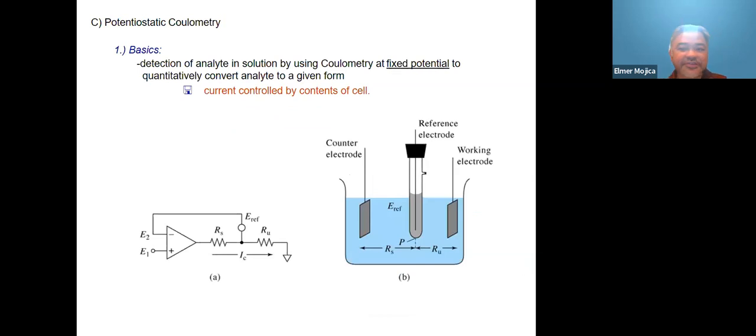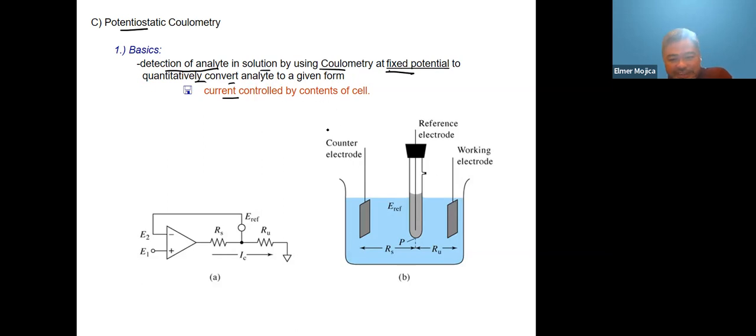Now, punta naman tayo doon sa potentiostatic. Okay, compared doon sa diniscuss natin na amperostatic. So here, we could say that the potential is the one that is constant. So the detection of the analyte in solution by using colorimetry at fixed potential to quantitatively convert the analyte to a given form. So the current here is what we call controlled by currents of the cell.